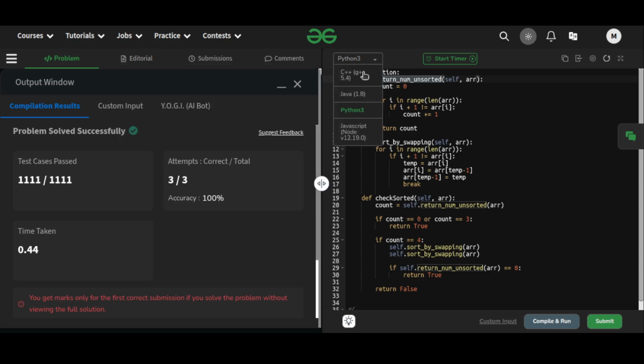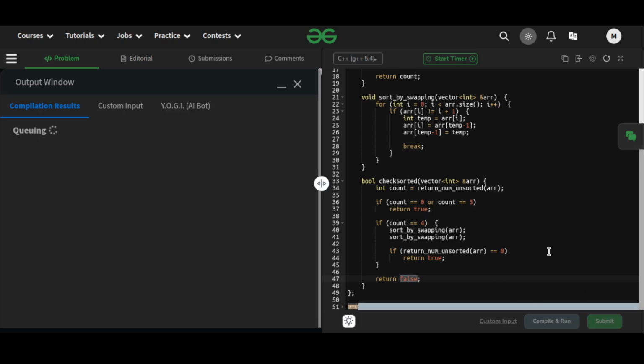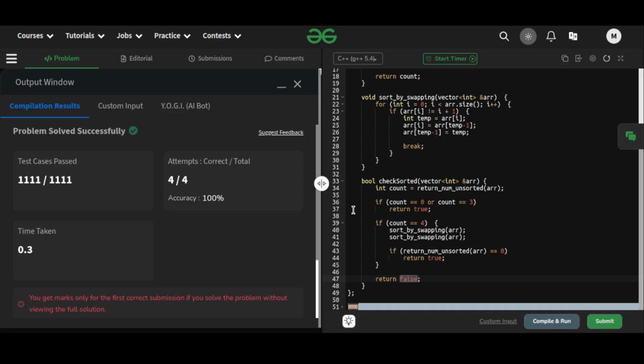Now let us look at the C++ implementation. The C++ implementation is also the same, folks. Over here, we are counting the number of elements which are not at its correct position. If it is equal to 0 or 3, then we are returning true. Otherwise, if it is equal to 4, then we are performing two swap operations, and then we are checking the number of elements which are not at its correct position. If this is equal to 0, then we are returning true. Otherwise, we are returning false. So that's the C++ implementation, folks. Now let us submit our solution. So our C++ implementation also got accepted.